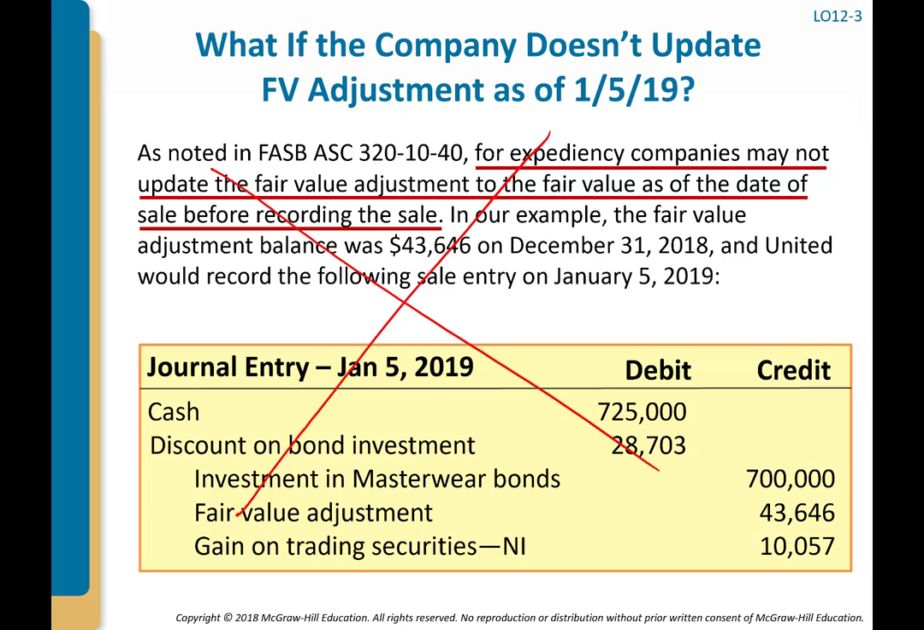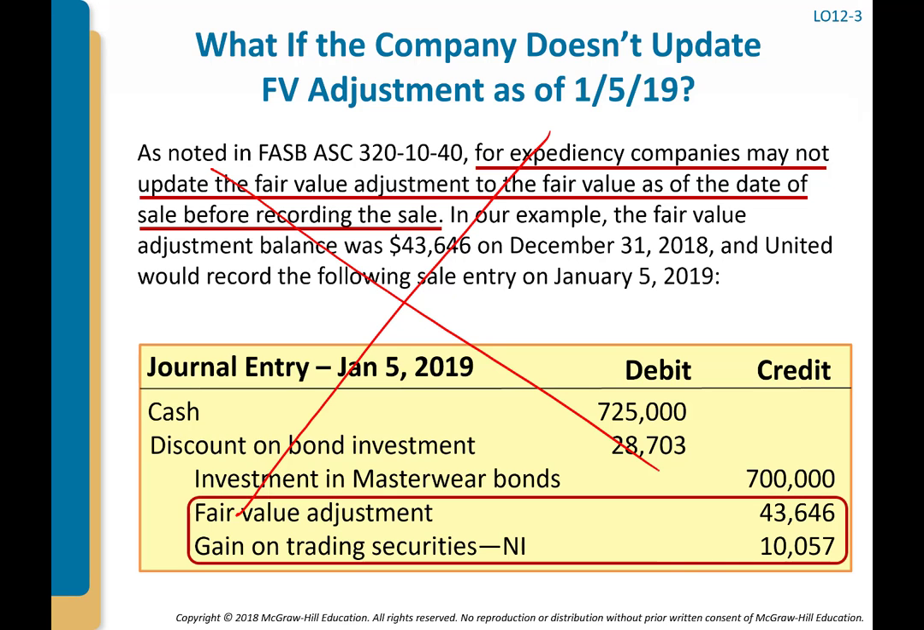It's just another scenario: if the company hadn't taken the $10,057 into the fair value adjustment account before it sold the bond, then you'd have to recognize the gain, right? And the amount that you take out of the fair value adjustment would be the 43. Anyway, forget it. I thought I took that out.